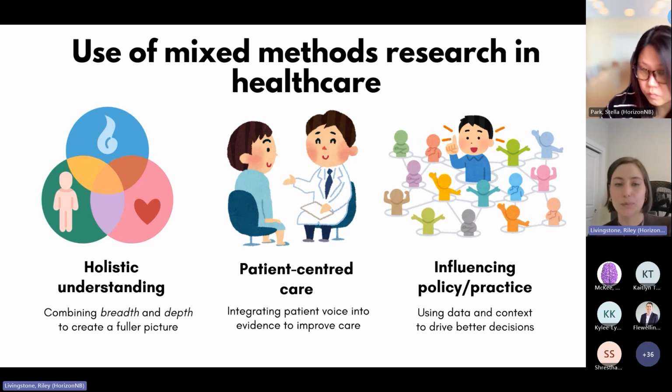And so by delivering this dual perspective, mixed methods research aligns with how humans naturally process information, which can increase the likelihood of buy-in and support from key stakeholders.